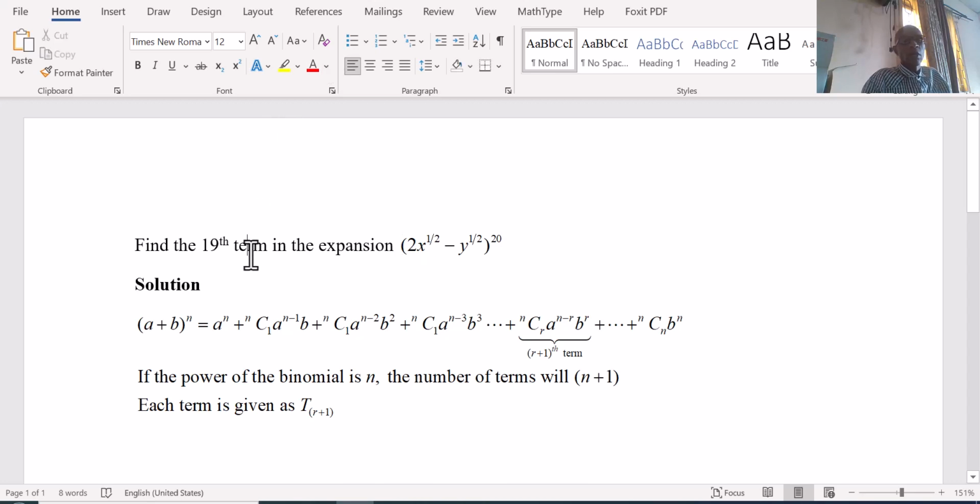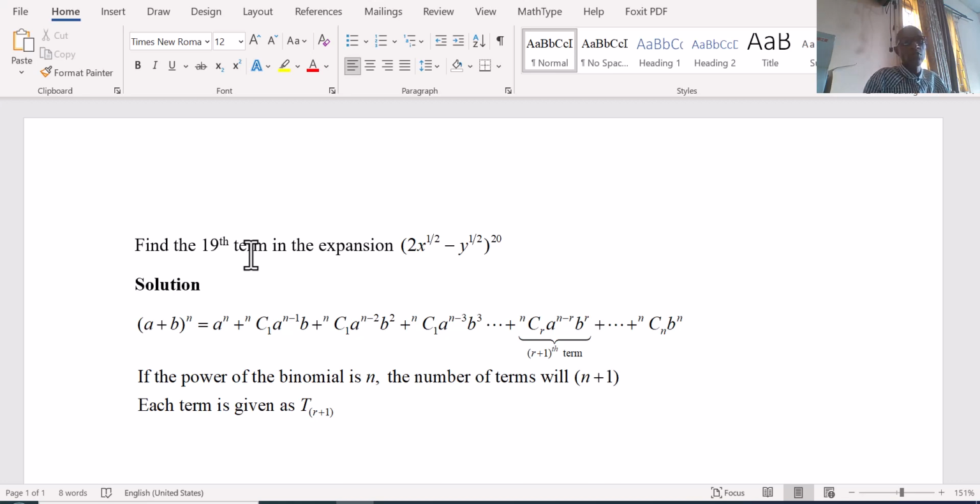Okay, now we are given this problem. Find the 19th term in the expansion of (2x^(1/2) - y^(1/2)) all in brackets raised to the power of 20. This is a binomial expansion we are asked to solve.